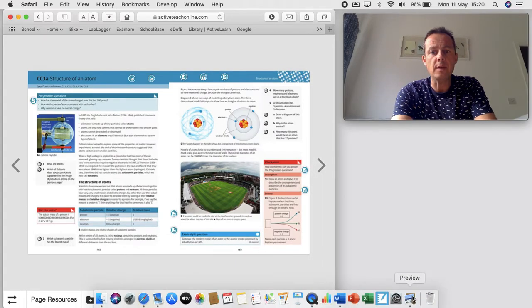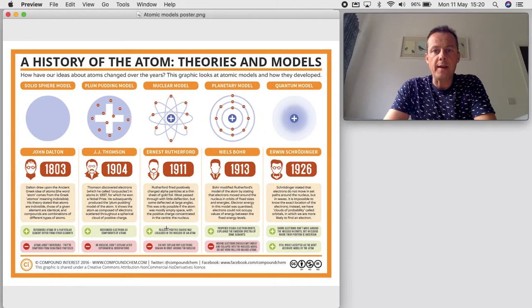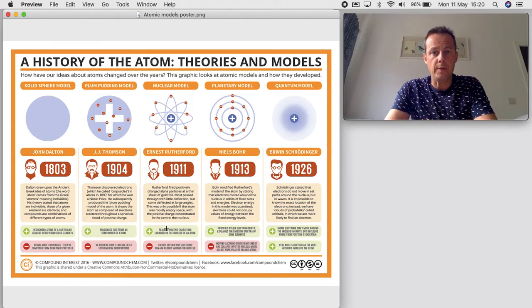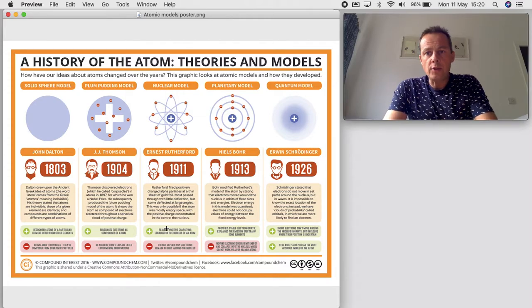So if we start off and start looking at how the model of the atom has changed. Now this is the sheet that we used in class, so you should be familiar with this. If we go right back to John Dalton's model in 1803, the way John Dalton described an atom was as a solid sphere of matter. And he thought that it could not be divided up. In that model, there was no mention of positive particles or negative particles, just a solid sphere.